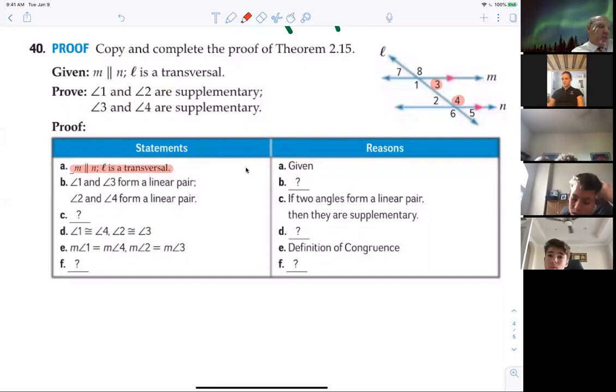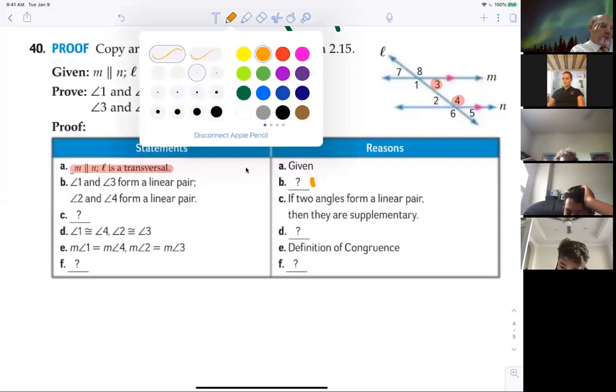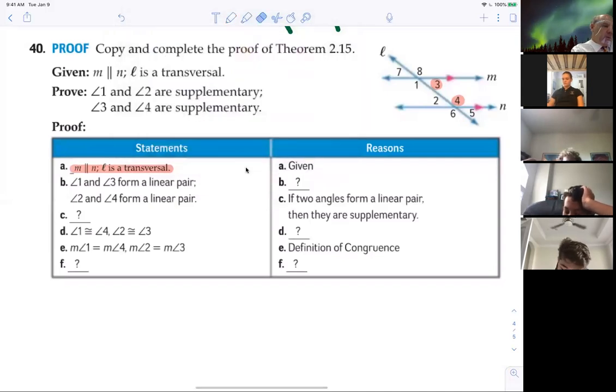Okay, so now here's what I want. Angle 1 and 3 form a linear pair. Now there's been some discussion about that, but 1 and 3 form a linear pair. I would almost have to say, yeah, we can do definition of linear pair. I would almost have to say that's given, but I want to go back to our definition of linear pair. So let's put that down, definition of a linear pair.